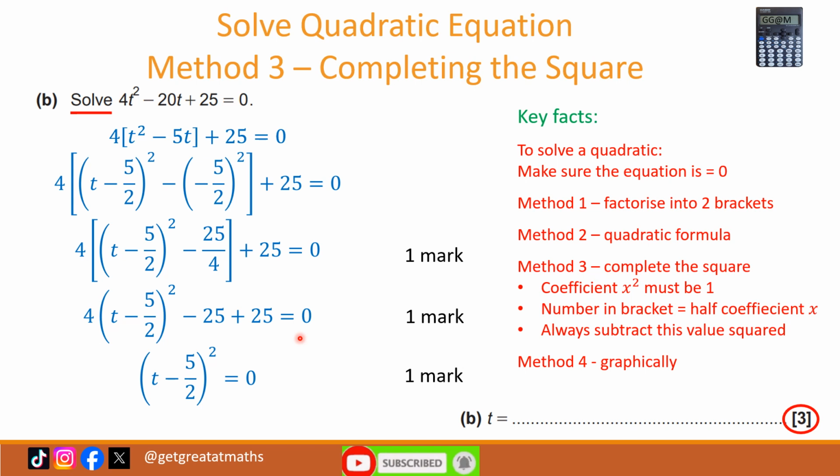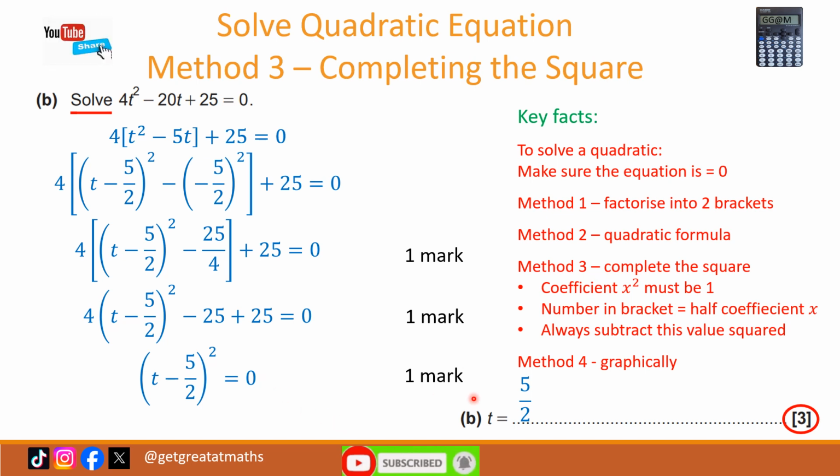From here, I end up with 4 lots of (t minus 5/2) all squared is equal to 0, because I just need to get rid of a value at the front here. So that was multiplied by 4, so I'm going to divide by 4. That gives me (t minus 5/2) all squared equals 0, because 0 divided by 4 is 0. From here, I'm going to square root both sides. The square root of 0 is still 0. So I'm going to get t minus 5/2 is equal to 0. From here, I just need to rearrange to get t is equal to 5/2.